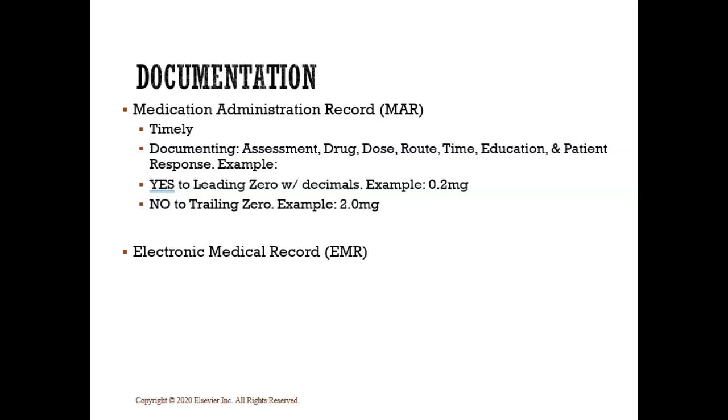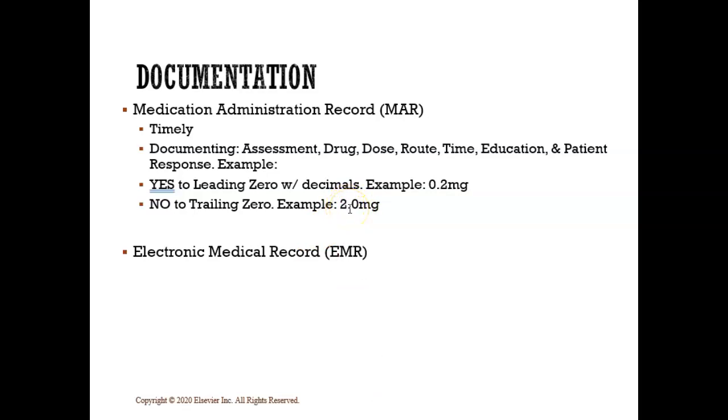Now, on the contrary, you don't add a zero for a whole number. If it's a 3, just put 3. If it's 2, just put 2. You don't add 2.0, because somebody may read this and, for some reason, not see the decimal point. They may think it's 20.